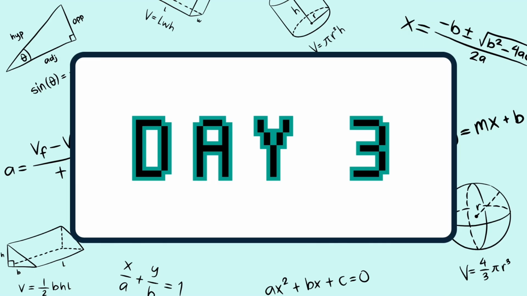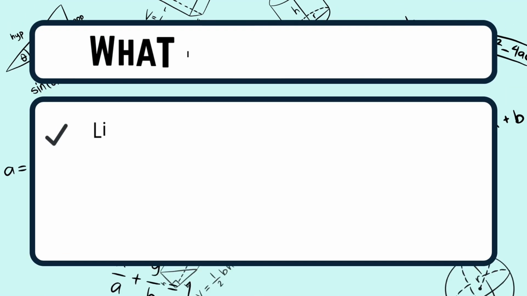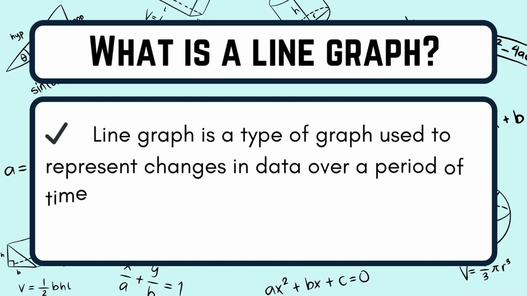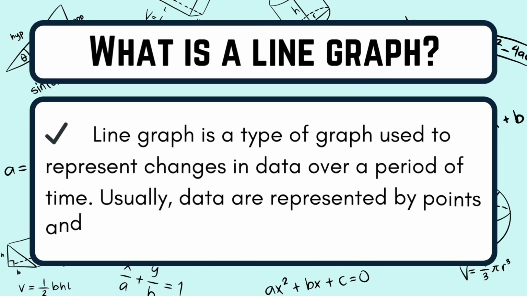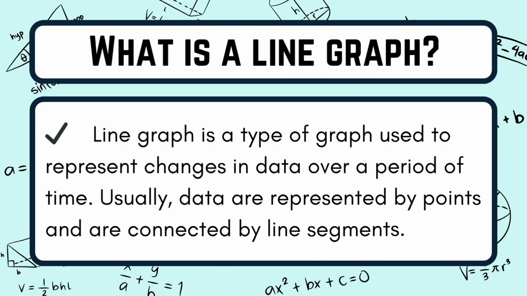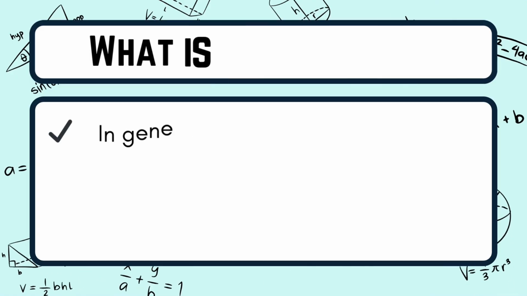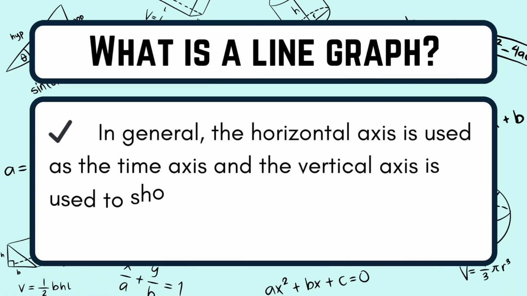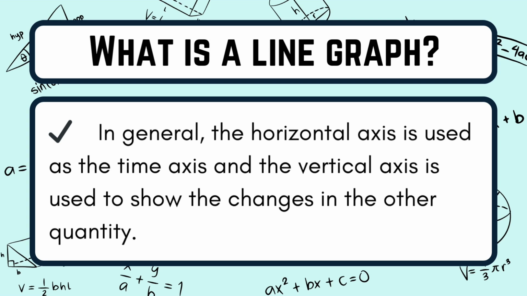So for day 3, let's take a look at a line graph. So what is a line graph? A line graph is a type of graph used to represent changes in data over a period of time. Usually, data are represented by points and are connected by line segments. So in general, the horizontal axis is used as the time axis, and the vertical axis is used to show the changes in the other quantities.